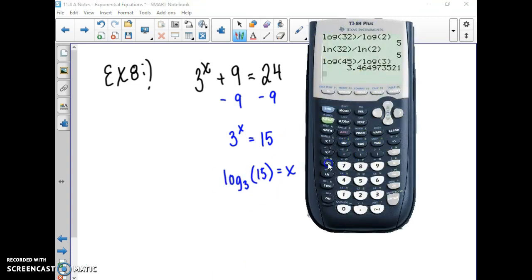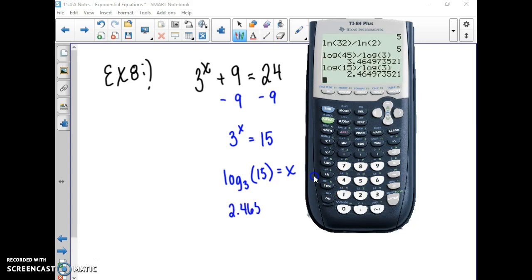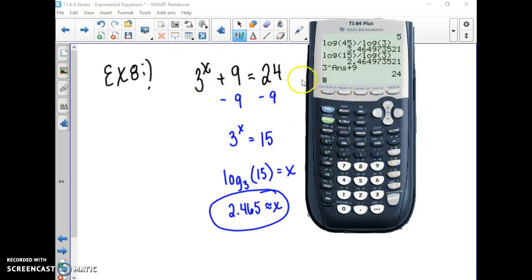If we have the older type calculators, we now have to do a change of base formula. So we will have log of 15 divided by log of 3. And you can see there that we get approximately 2.465 as our answer to that equation. You can always check yourself here. 3 to the, I'm going to do second answer so that value's not rounded, plus 9. And you can see that we get 24, so we know that we did the problem correctly.